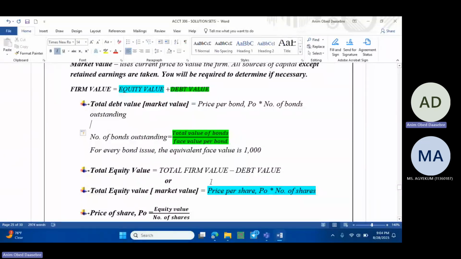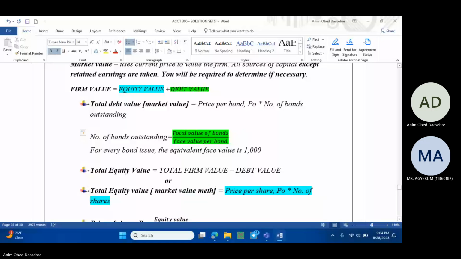Or better still, if you don't have the total value of the firm and you also don't have the debt value, another option that we can use to find the total value of equity using the market value approach is the price per share times the number of shares outstanding.